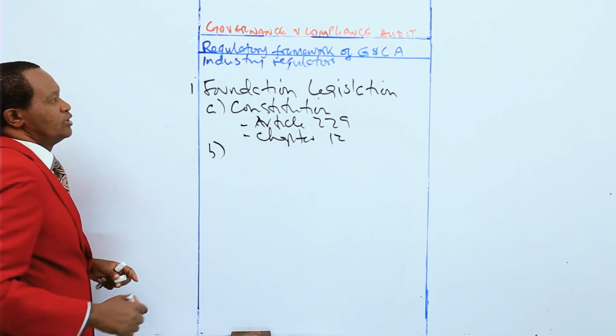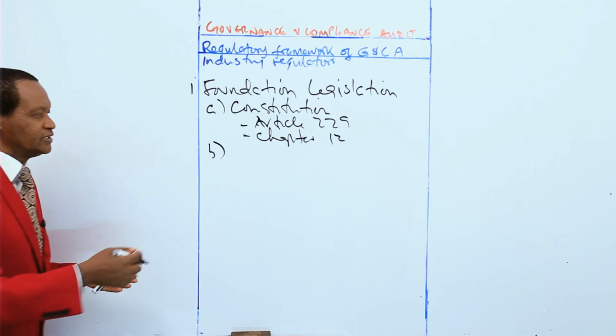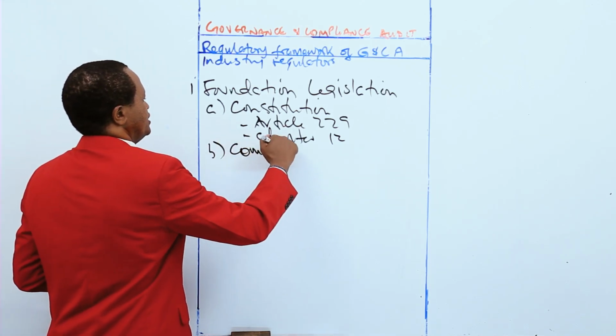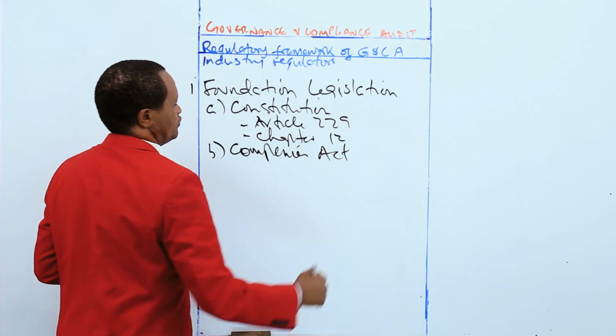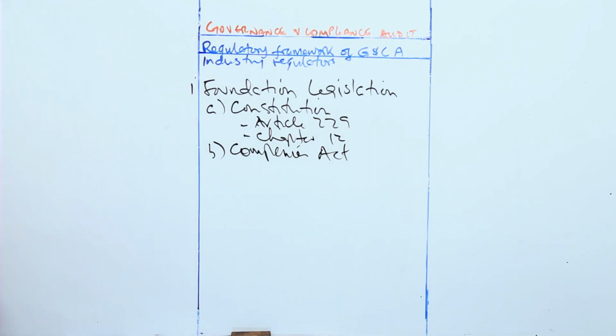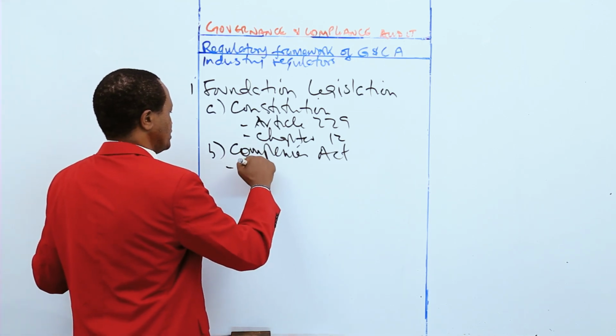Then number 2, we have the Companies Act of 2015. The Act lays down the fundamental legal duties of company directors, like duty to act within powers, promoting company success, exercising independent judgment, avoiding conflict of interest, and also exercising reasonable care and due diligence. So there are provisions in the Companies Act on corporate governance. Those are corporate governance principles.